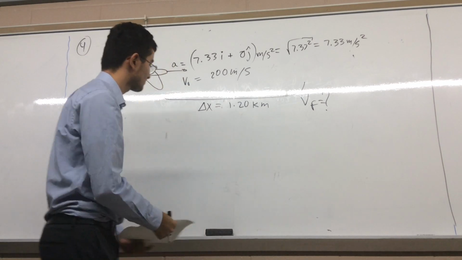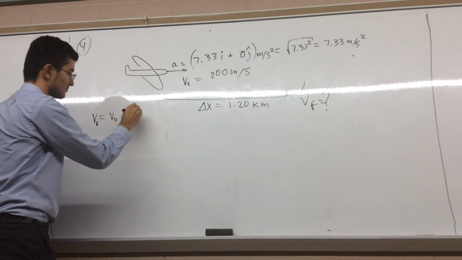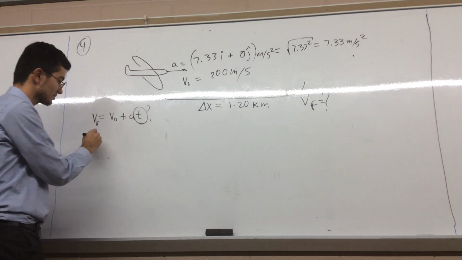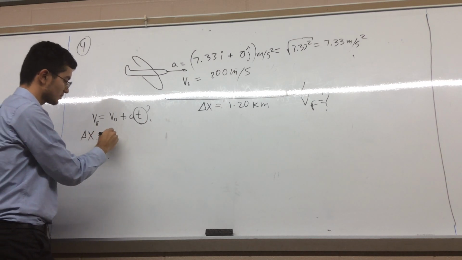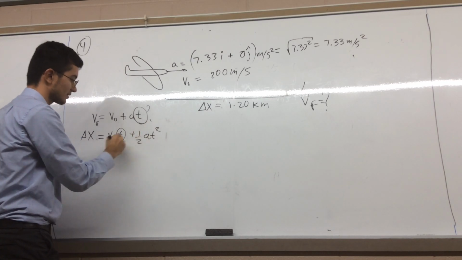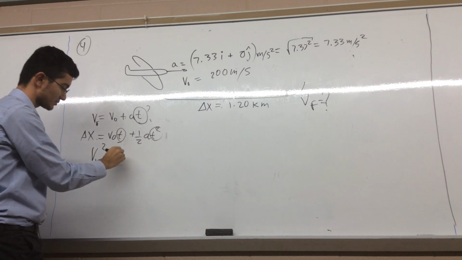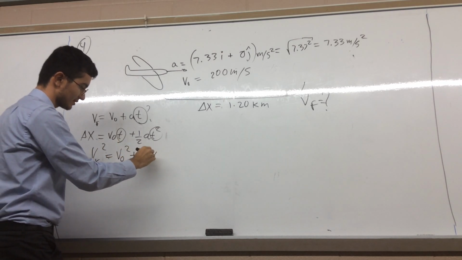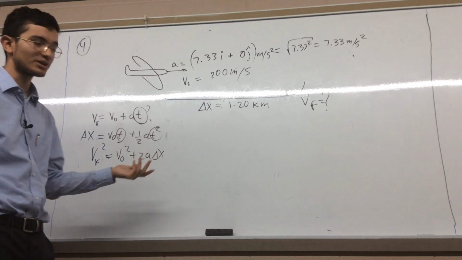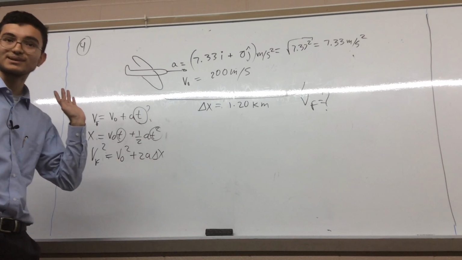It cannot be the first one, right? The first one is V final equals V0 plus at, but we don't have time. Maybe the second kinematics equation, delta x equals V0 t, oh, we have t again, right? Plus 1/2 a t squared, so that doesn't help us either. And the third one, of course, is V final squared equals V0 squared plus 2a delta x. And look at that, we don't have time, so we don't have to worry about that. We have acceleration, we have the change in position, and we have the initial velocity.